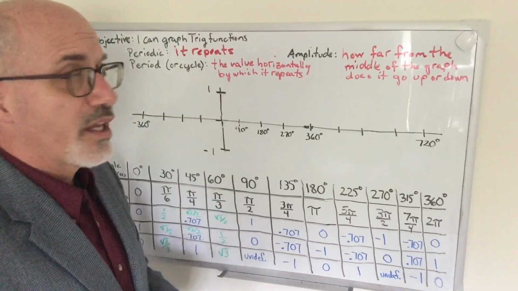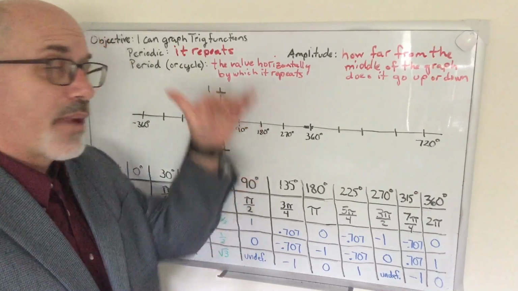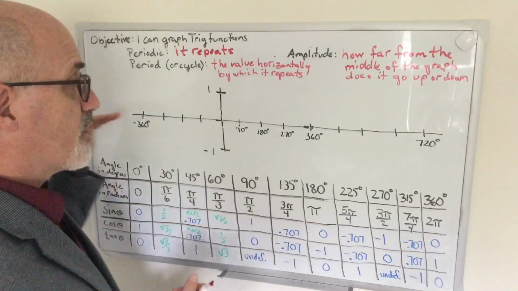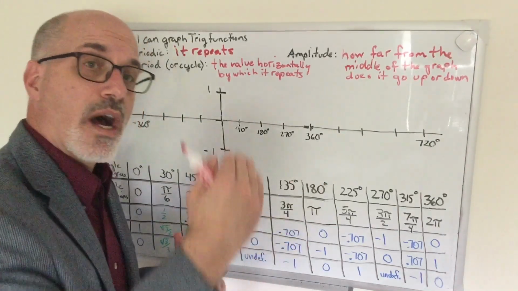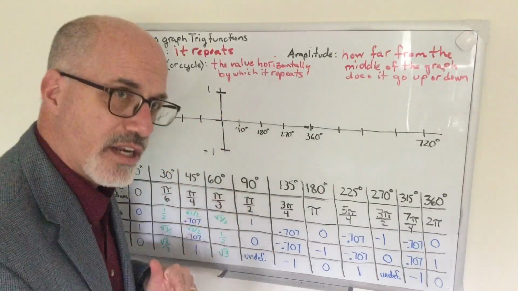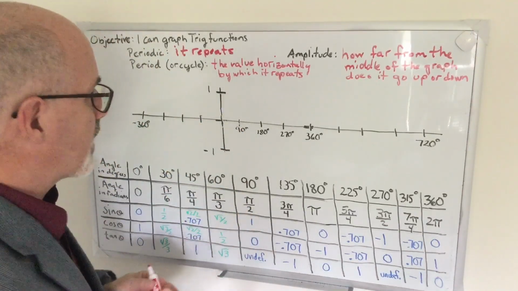The amplitude, on the other hand, is how far up and down the graph goes from the middle. So in this case, the middle of our graph is the x-axis. How high up does it go from that, and how far down does it go from that? So we're going to look at those values.